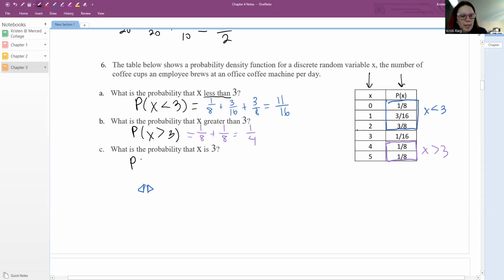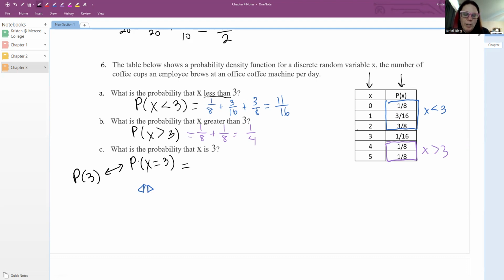So you would see that written as either p of 3, or I'm just going to write it this way this time so it matches the other notation: probability that x is equal to 3. That's the same as that notation. Those are the same. It kind of just depends on the problem. I don't care which one you write, but I want you to be familiar with both notations in case it's written like that in the homework. Okay, so x is equal to 3 is just the 3. So that would just be 1/16.